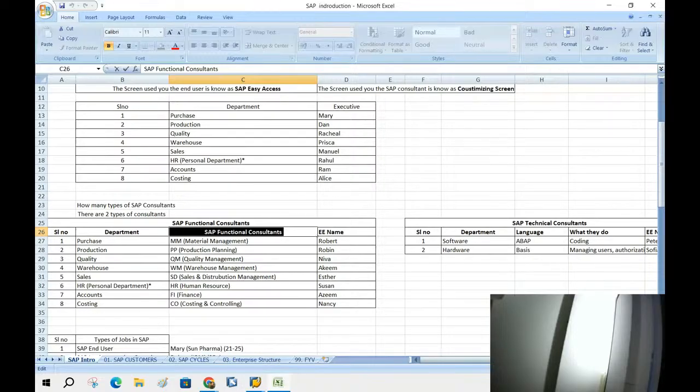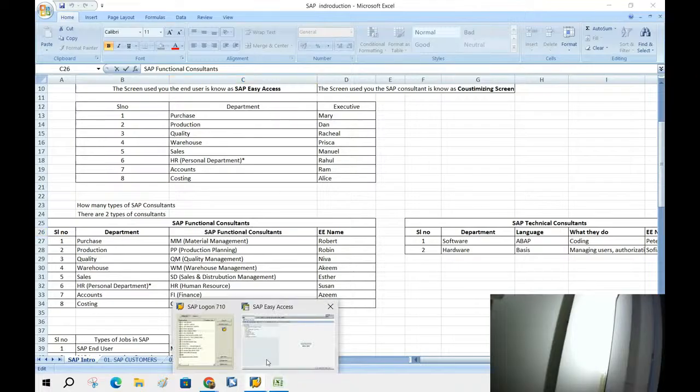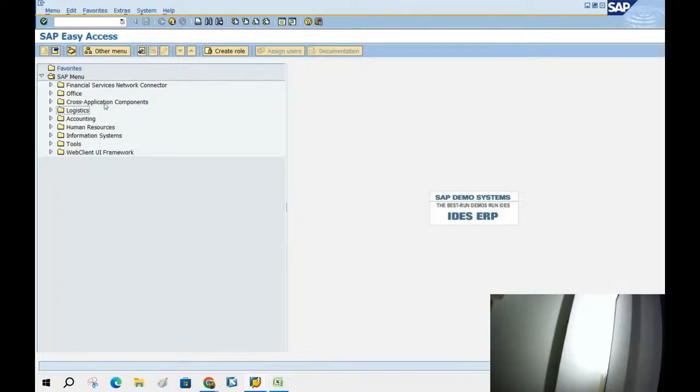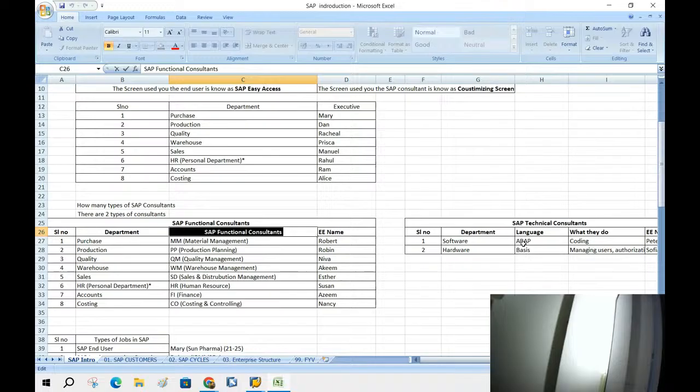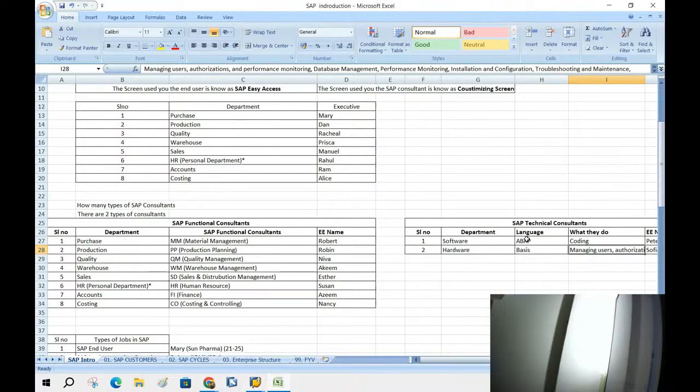So, who is this technical consultant? Because SAP is software, it has to be developed in a programming language. Whatever screen you are seeing, if it has to be developed, it has to be written with code. The code in which SAP is developed, like your C, C++, Java, .NET, is called ABAP. The coding language is called ABAP.